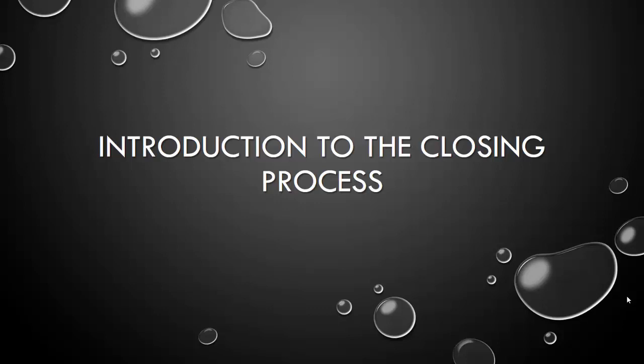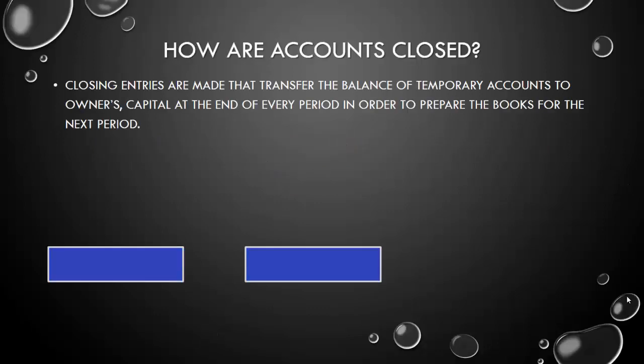Hello everyone, here is a brief introduction to the closing process in accounting. How exactly are accounts closed? Well, the fancy definition states that closing entries are made that transfer the balance of temporary accounts to owner's capital at the end of every period in order to prepare the books for the next period. Well, what does that mean in common terms?